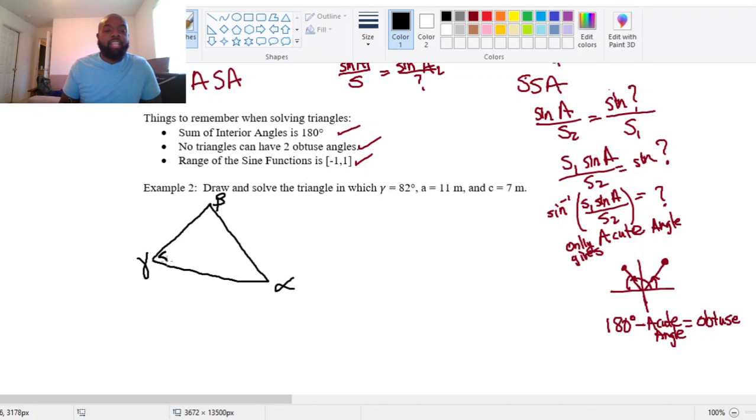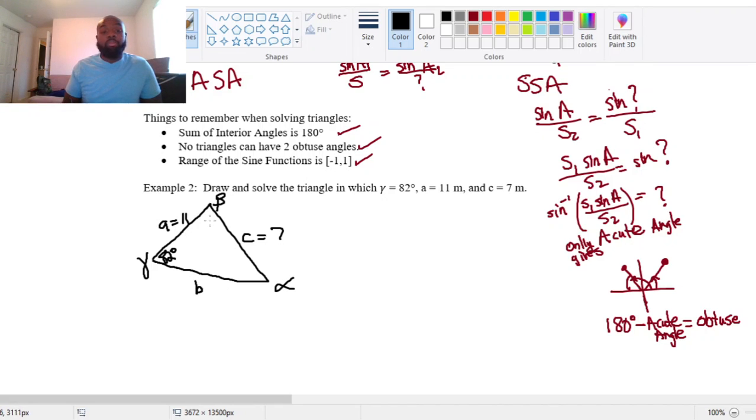My gamma is 82 degrees. Side length A, which is across from alpha, equals 11 meters. I'm going to leave the meters off. And C, which is across from gamma, is 7 meters. I'm going to leave that off because this is going to get messy. And this is side length B. So I have three things that I need to find: beta, alpha, and B.